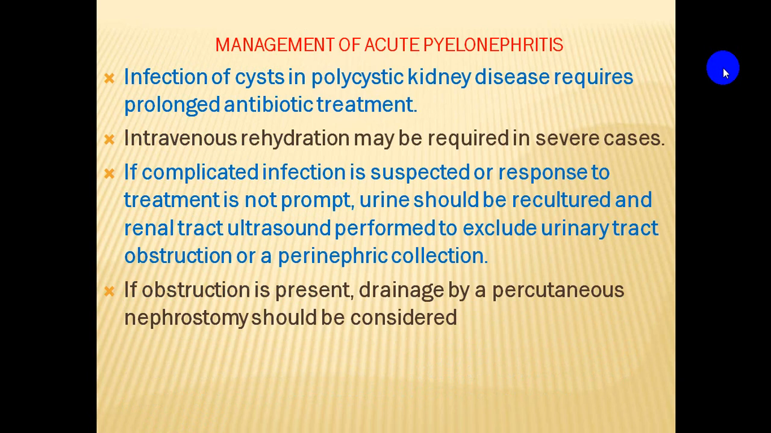Now, how to manage a case of acute pyelonephritis? Infection of the cyst in polycystic kidney disease requires prolonged antibiotics. This is the first fact to be considered. It is not the same as for simple urinary tract infection. And sometimes rehydration is required in severe cases. If complicated infection is suspected or response to the treatment is not marked or prompt, urine should be cultured and renal tract ultrasound performed to exclude urinary tract obstruction or a perinephric collection.